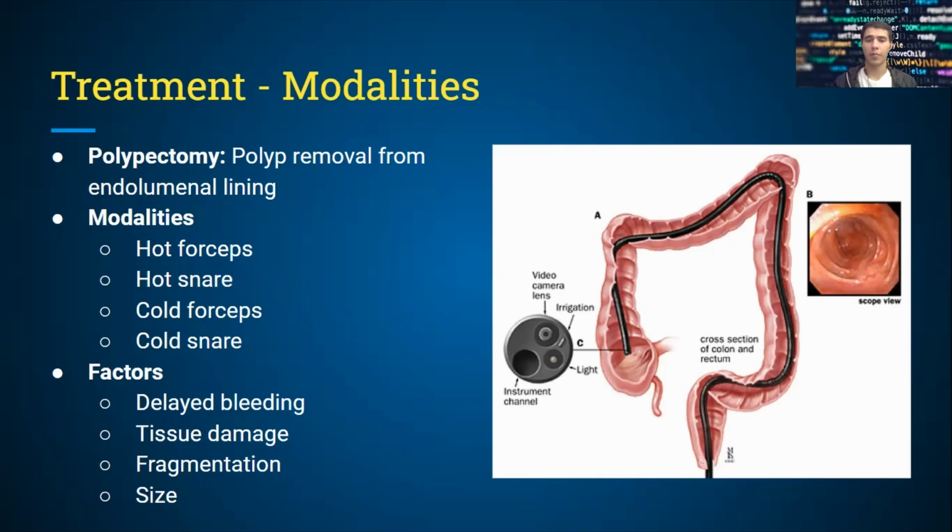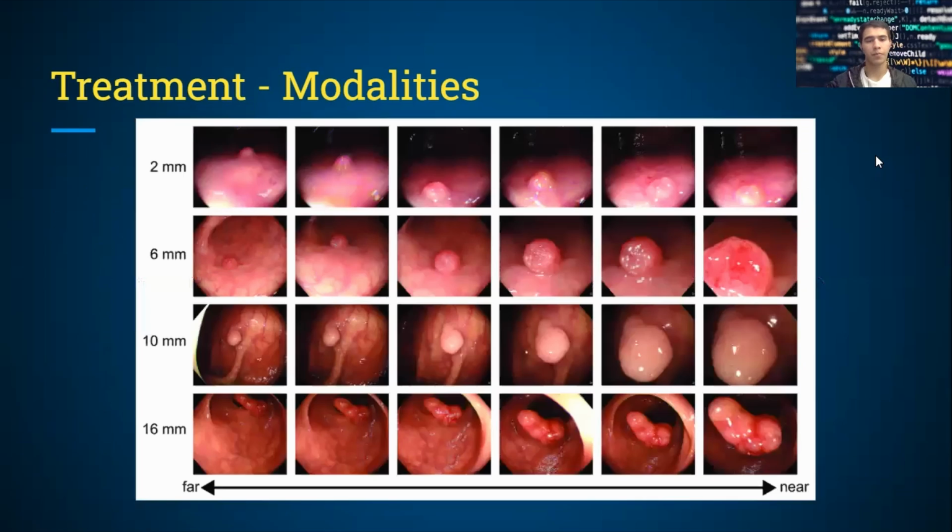Other factors that might go into consideration is the fragmentation of the polyp. If it's too big and you use forceps, the forceps might not capture the entire polyp as well as a snare does, and it might capture it in chunks. You wouldn't want that floating around your stomach when you're trying to extract it, or your colon in this case.